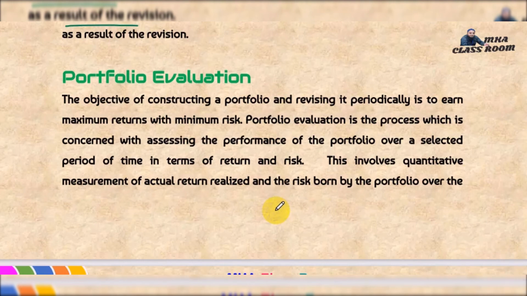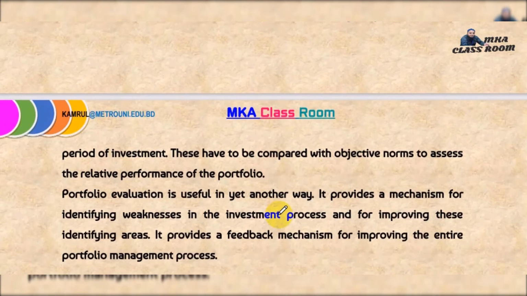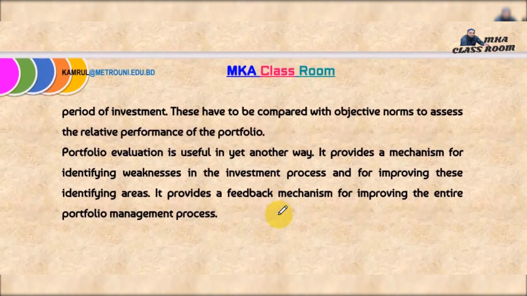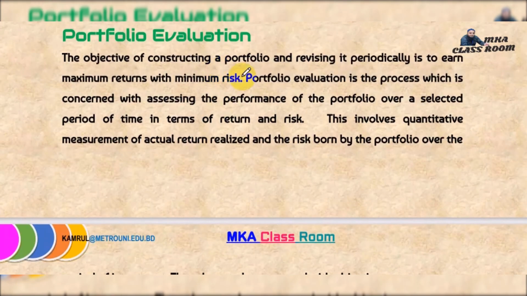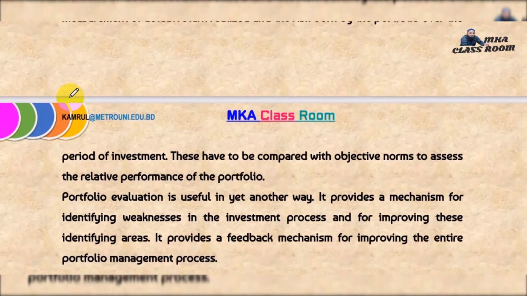This involves quantitative measurement of actual return realized and risk borne by the portfolio over the period of time. These have to be compared with objective norms to assess the relative performance of the portfolio. So here is the evaluation. You have to evaluate your portfolio to have the maximum return with the minimum risk.